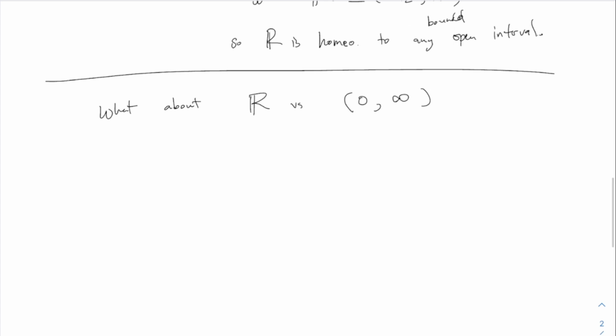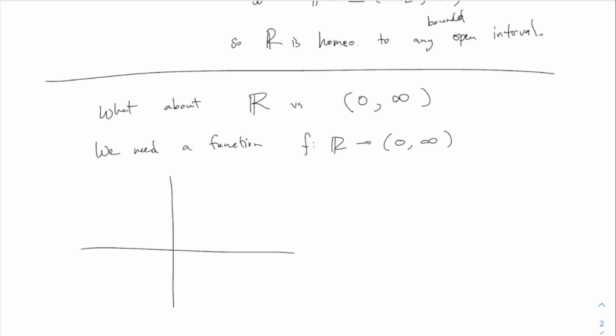So what we would need is a function f which goes from R, and its codomain is 0 to infinity. Maybe we could just think about whether there is such a function. I'm going to try to draw a graph of it. Can you imagine drawing a function? I don't care if you know a formula for this function, but can you imagine drawing a function where the domain is all of R, but the range is only the positive numbers? Yeah?